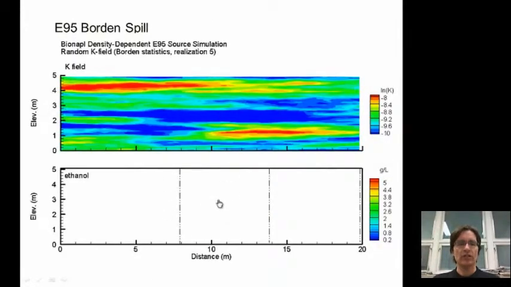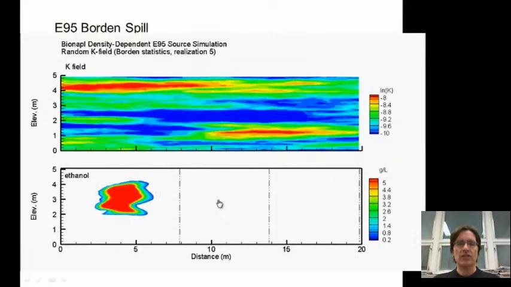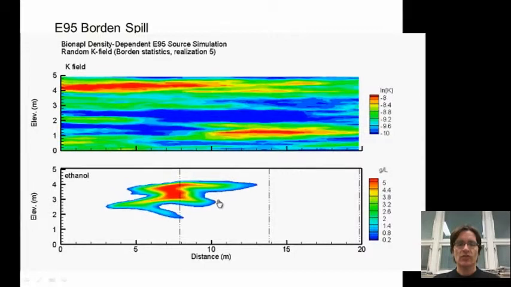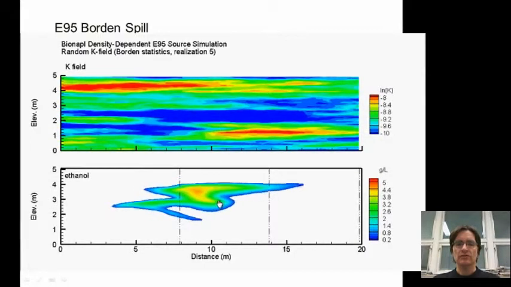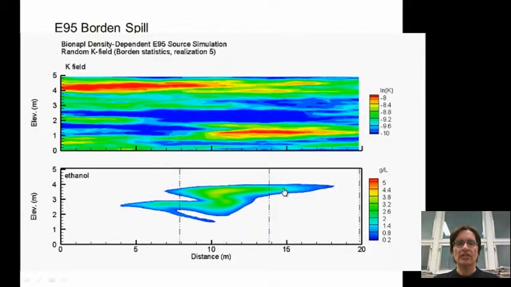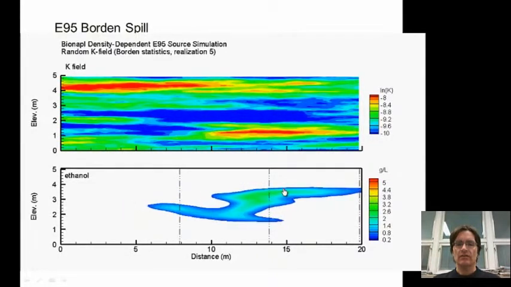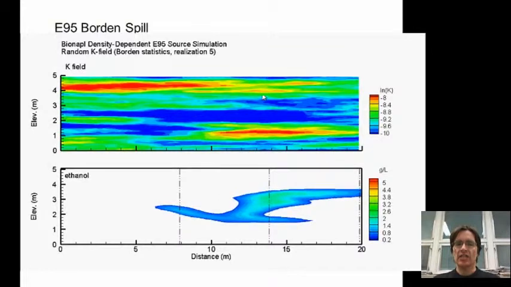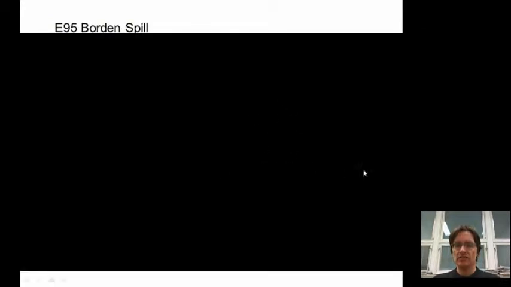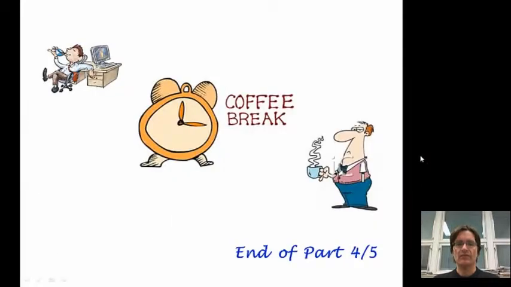I have a short video showing the evolution of the ethanol plume in this heterogeneous conductivity field. So we can see ethanol evolving, and it's degrading too. It's being biodegraded. In this case, the heterogeneities have a big effect.